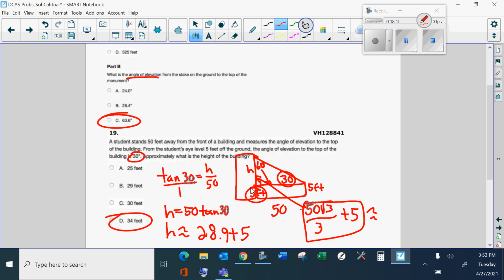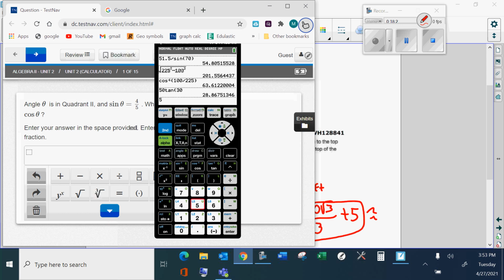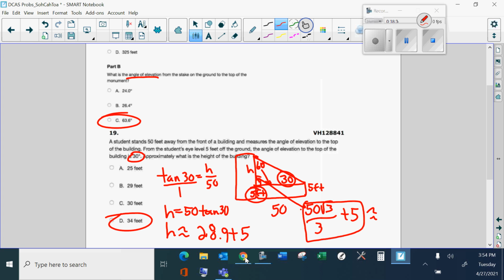Okay, 50 root 3 divided by 3, enter, plus 5. 33.86. Same one, which is then 34 feet. Okay, same answer. So here we use special right triangles, and here we use SohCahToa.